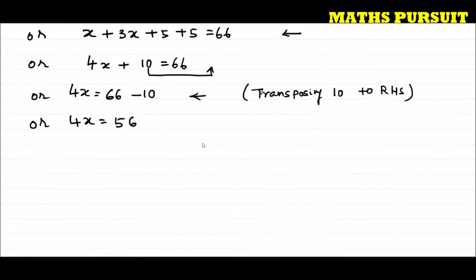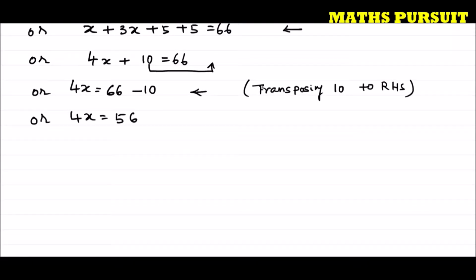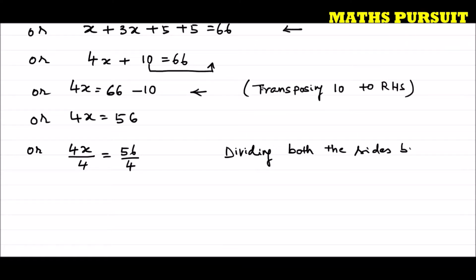Now we need to eliminate this 4. In order to find the value of x, we need to eliminate this 4. So how can we eliminate this 4? Let's look here. Or I can write 4x upon 4 is equal to 56 upon 4. So what I did here is dividing both the sides by 4. And why did I divide by 4? In order to eliminate this 4, I need to divide this side with 4.